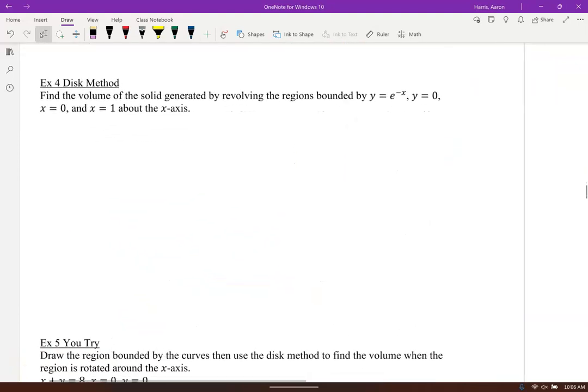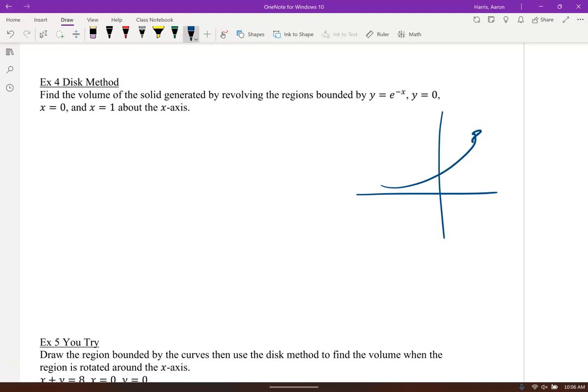Alright, let's do a bunch of these. Find the volume of the solid. Let's go ahead and graph this thing. Usually our e to the x is like this, right? But we got y equals e to the negative x, so that'll reflect it about the y-axis.